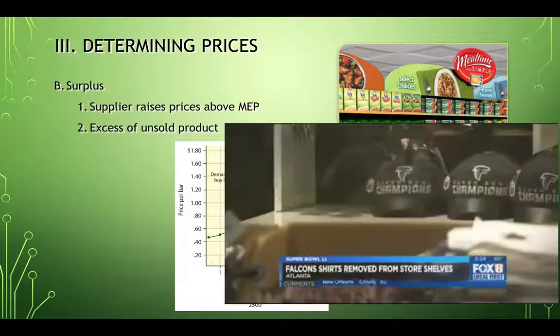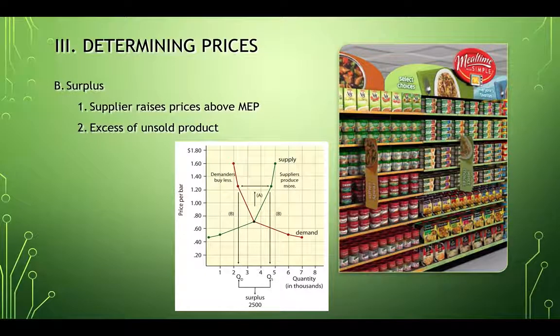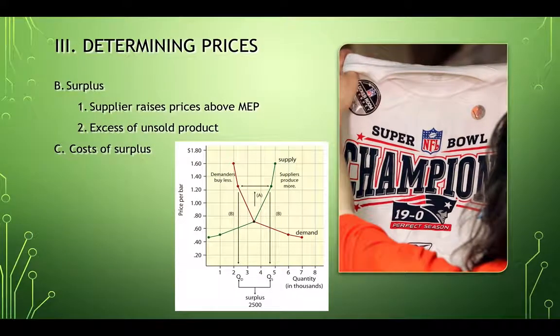A couple of cameras caught this, and they had to take those away. So we had unsold product that was left over. There was a huge surplus in Atlanta Falcons Super Bowl championship gear that nobody's willing to buy. So what do you do with all that left over? There are a number of costs involved in that.